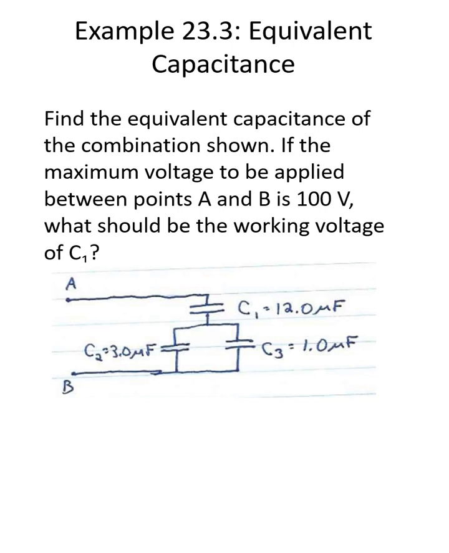Let's look now at example 23.3 on equivalent capacitance. It says find the equivalent capacitance of the combination shown. If the maximum voltage to be applied between points A and B is 100 volts, what should be the working voltage of C1? All right, so there's really two separate problems going on. One is dealing with the equivalent capacitance, and the other is dealing with voltages. Now this picture is a bit more complicated, and you might be wondering, is that series or is it parallel? Well, it's both.